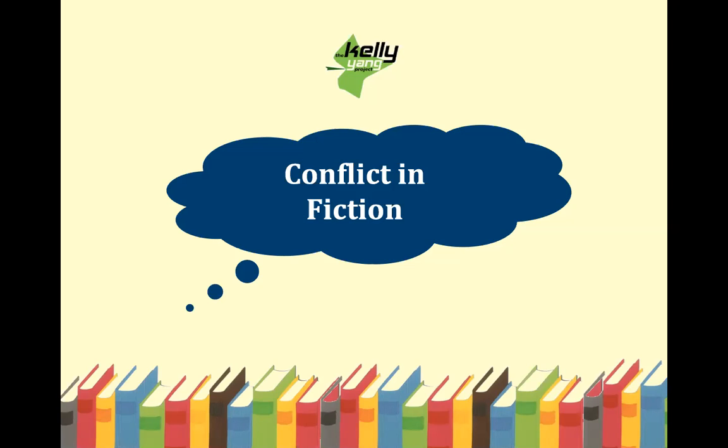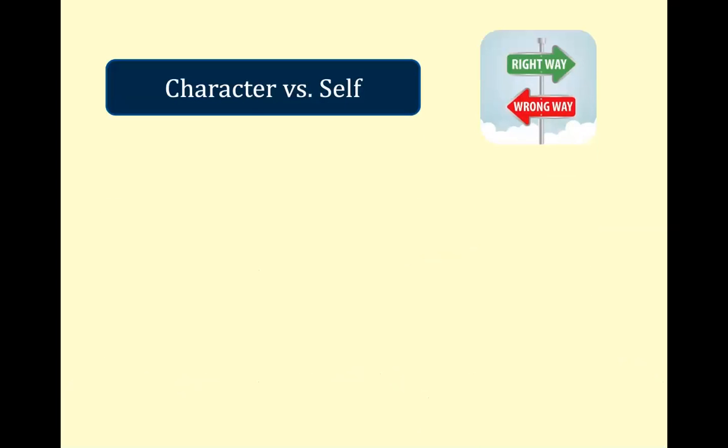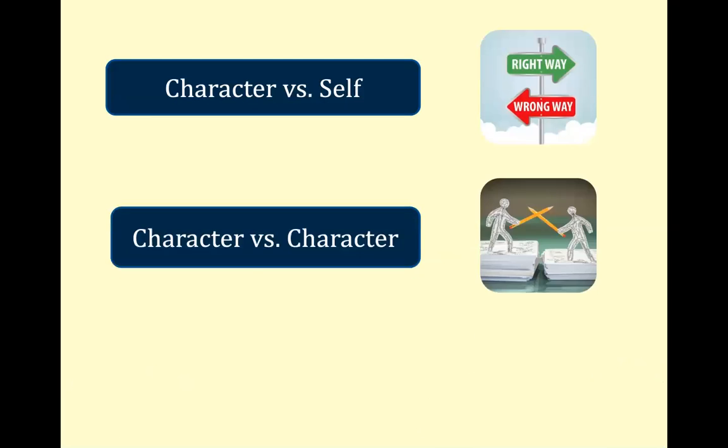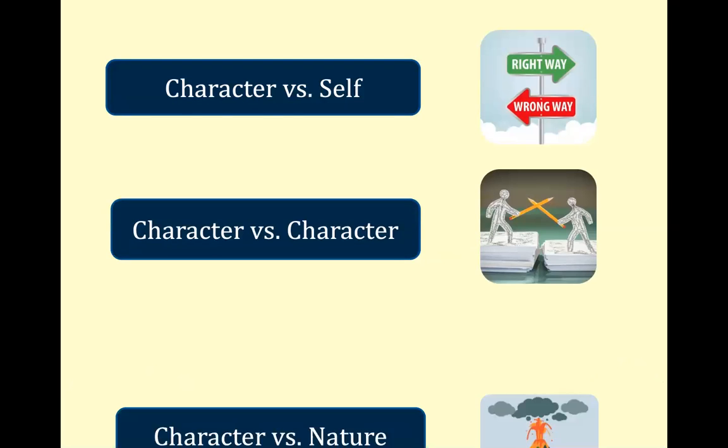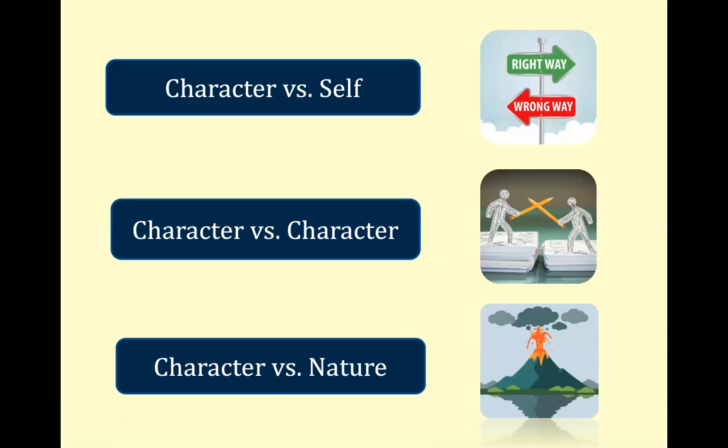In our last video, we looked at conflict in fiction and agreed that an exciting plot is often fueled by challenges, disagreements, or catastrophe. We focused in on three different types of conflict: character versus self, character versus character, and character versus nature. This video is going to introduce you to three more types of conflict found in fiction.